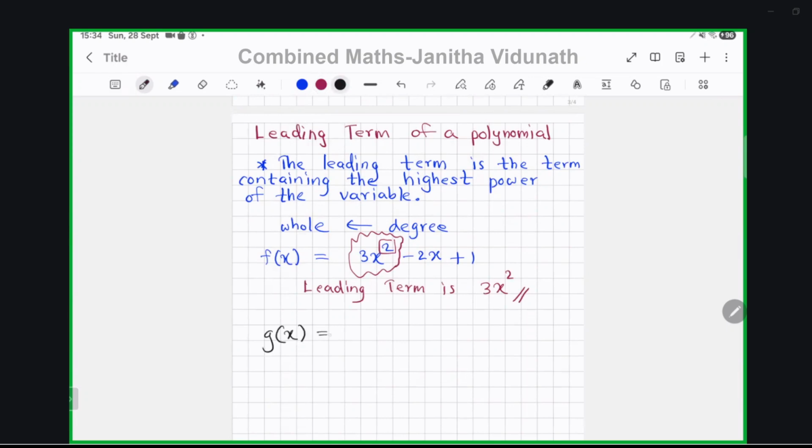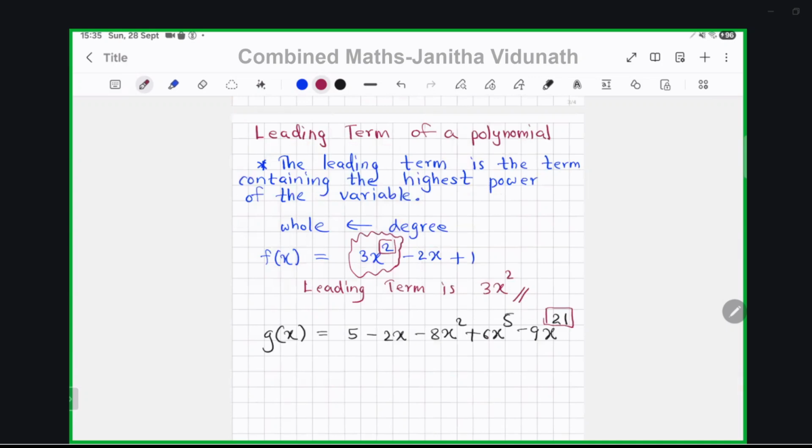g(x) is equal to 5 minus 2x minus 8x square plus 6x to the power 5 minus 9x to the power 21. Okay, here the highest power is 21. Now this is the term that will give us the degree of the polynomial.